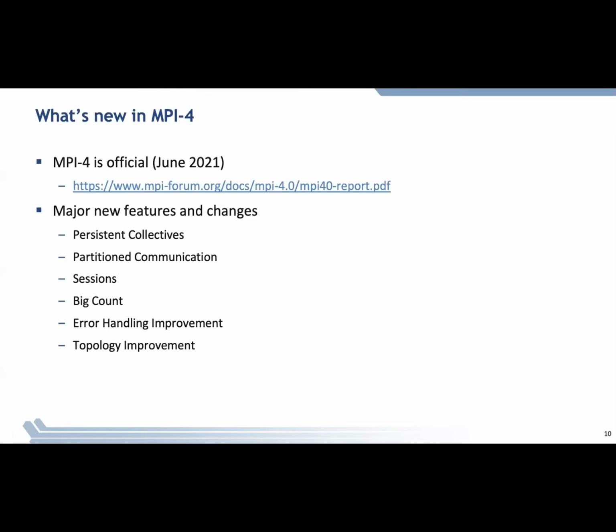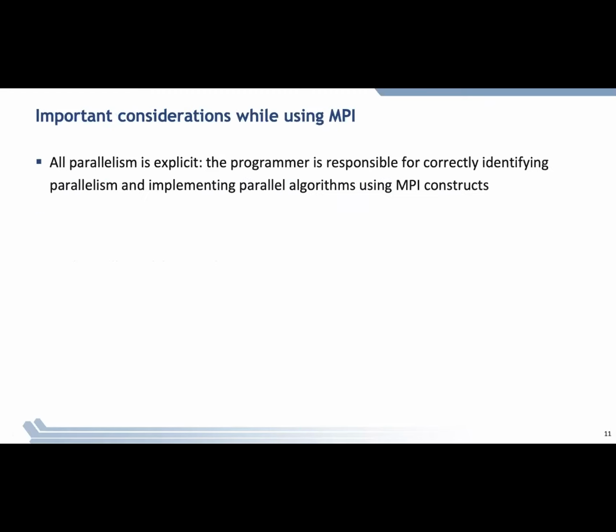There are a whole set of functions added to enable large counts. So you can do sends with a count greater than a 32-bit integer or a C integer, basically. And so there are a large number of functions added, but they have a suffix underscore C, so it's like MPI send underscore C, which is the same as a send, except that it takes a count parameter which is large enough to be greater than a C integer. And there were some use cases for that. And improvements to error handling and topology awareness and so forth. And we'll cover that later in the afternoon.